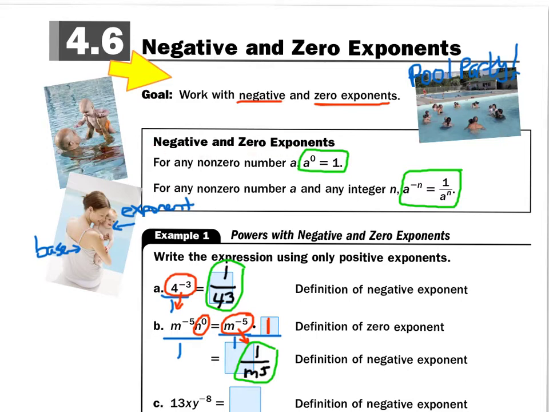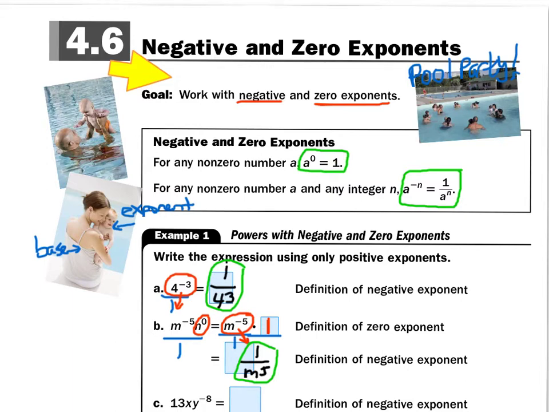Negative and zero exponents. For any non-zero number a, so a could be anything, anything to the zero power is always 1. I want you to think of the zero power as a special little superhero, and anything it touches instantly turns into the number 1.